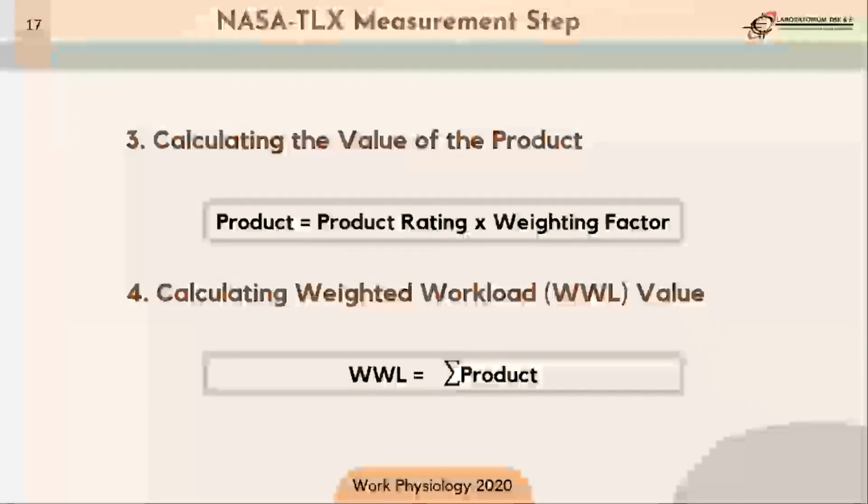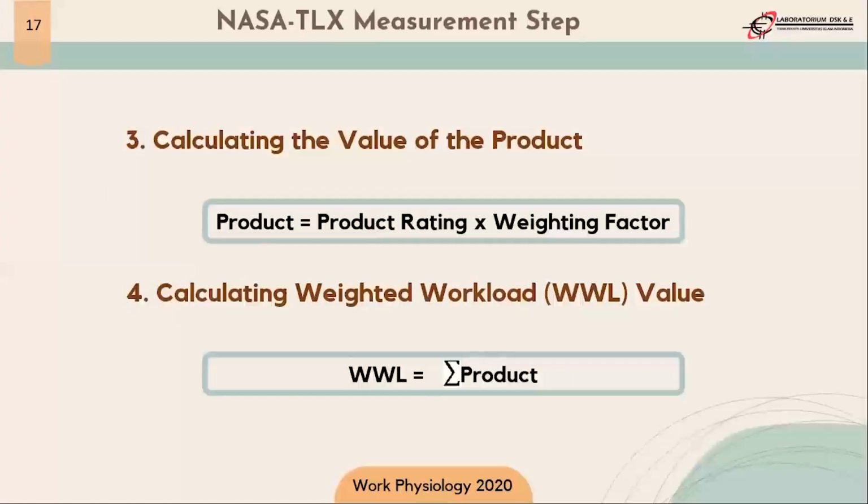Okay, the next step is calculating the product value. To get the product value, you multiply the rating of each dimension by its weighting factor. Then, once you have the product value of each dimension, for the next step you total all of them, and you will get the weighted workload value.